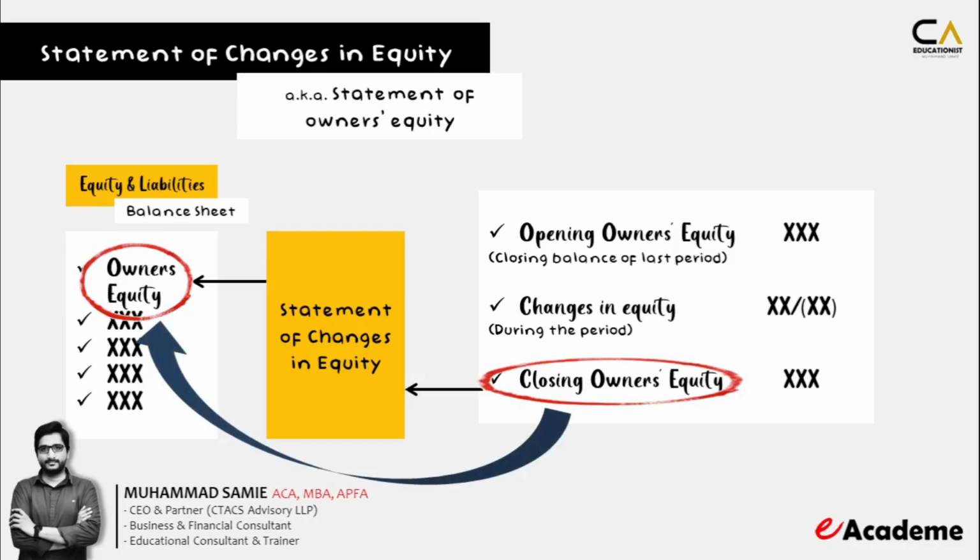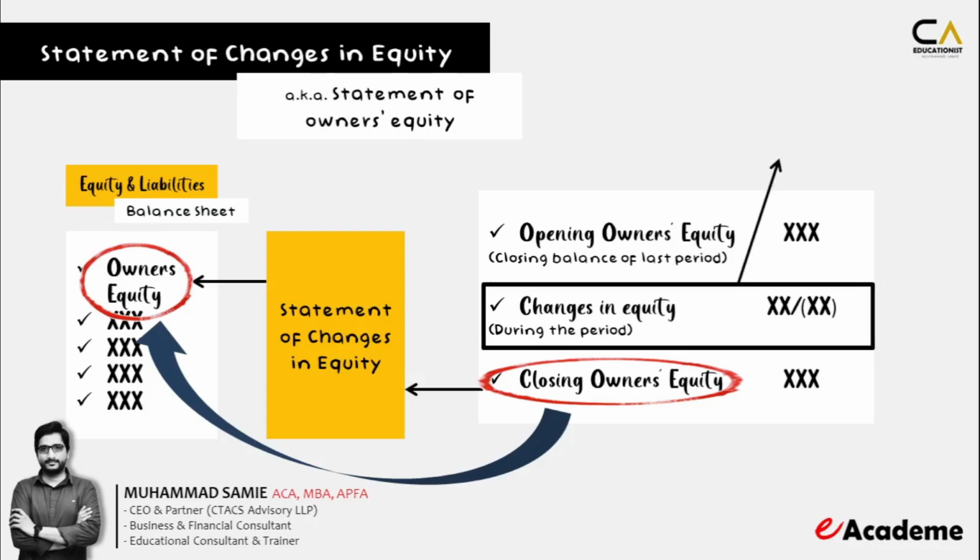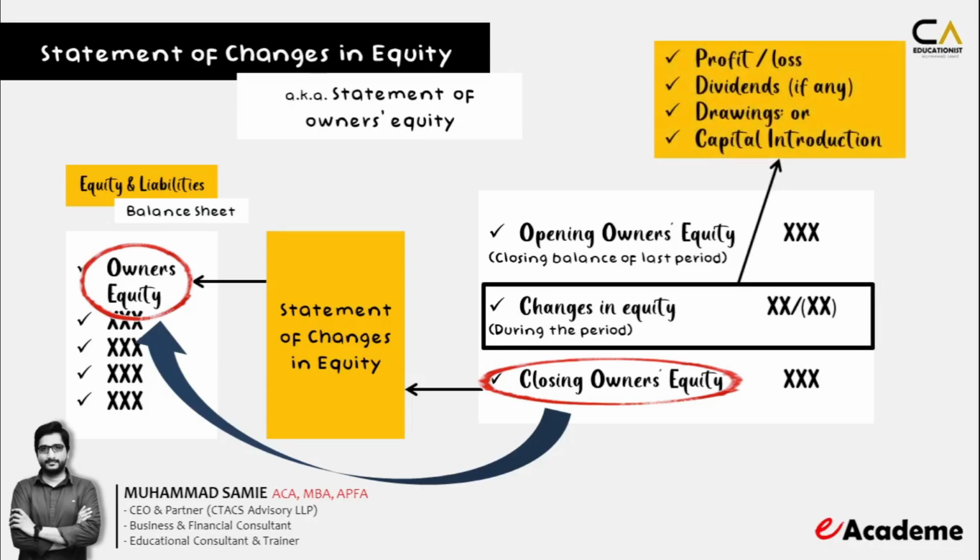Changes in owner's equity during the period is mainly caused by profit or loss, distribution of dividend if any, drawings by the owners, or introduction of new equity finance. Just like balance sheet, there are some other items in this statement as well. Just to keep the thing simple, I am ignoring the discussion of those items.